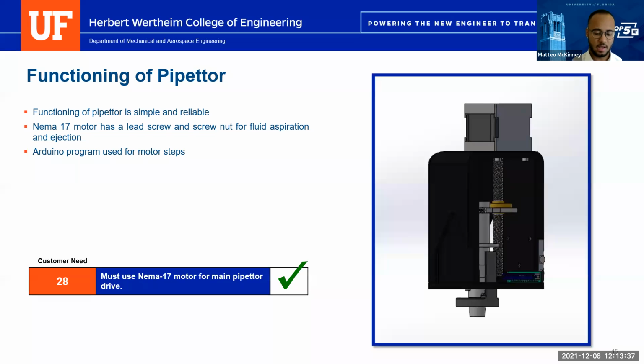Now, as you can see on the right side, this is the main functioning of this pipetter, where it's very simple and reliable. There's a lead screw coming from the NEMA 17 motor, and a lead screw nut is also attached to it, as well as a collar. And those are both attached to the outer pipe of this assembly. And an Arduino program is used to dictate which steps one needs to take for the appropriate amount of fluid volume that one is trying to get. And so this satisfies customer need number 28.